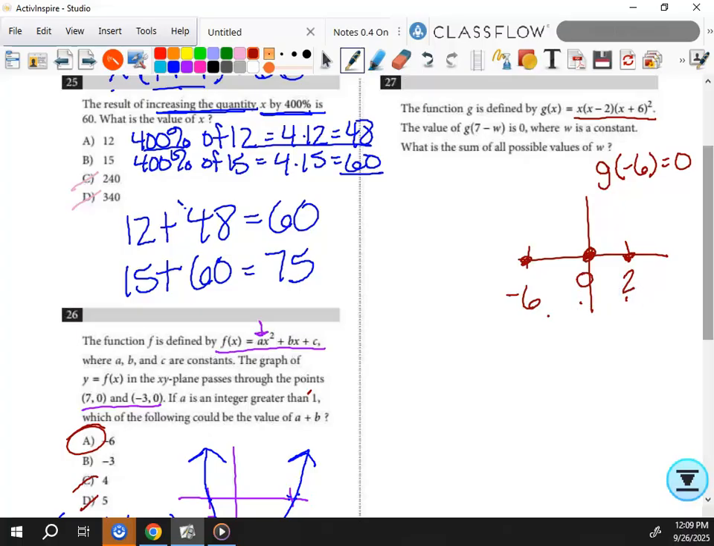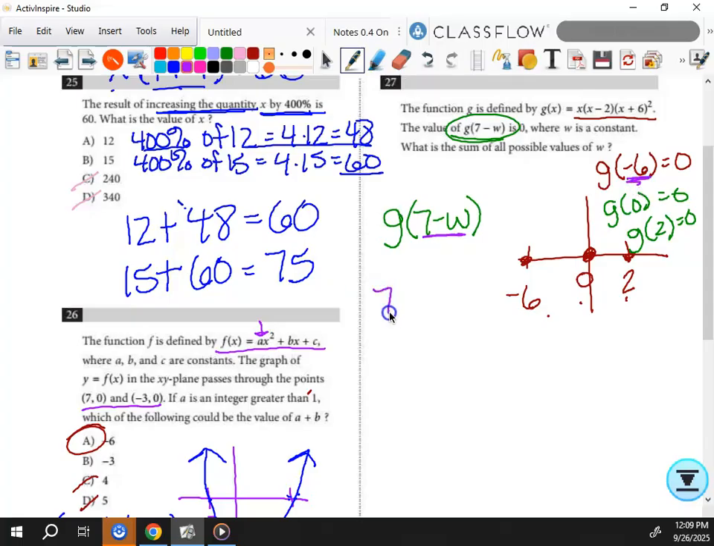This asks me, what if I have g of 7 minus w? Well, I know that g of negative 6 equals 0, g of 0 equals 0, and g of 2 equals 0, because those are the zeros of my function. If I need to figure out what w would be, I need to make this in here equal negative 6. So if I have 7 minus w, that has to equal negative 6. So that means that 13 equals w.